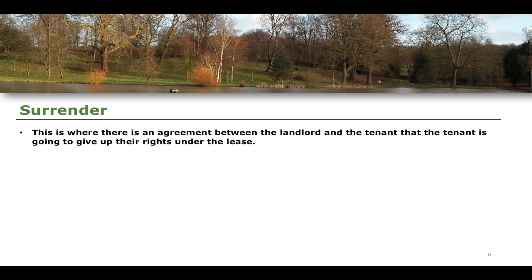The third method by which you can terminate a lease is through surrender. This is where there is an agreement between the landlord and the tenant that the tenant is going to give up their rights under the leasehold agreement. This essentially terminates the lease by way of an agreement. They're able to both come to the conclusion that they want to end the leasehold agreement. So it's a little bit like a notice to quit, but it's a notice to quit that is agreed upon by both parties, by both the freehold owner and the leasehold owner, the landlord and the tenant.